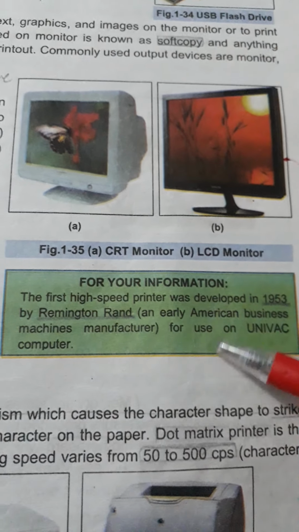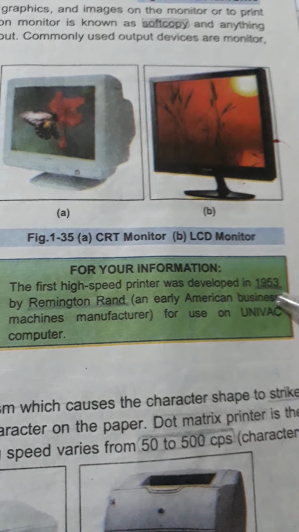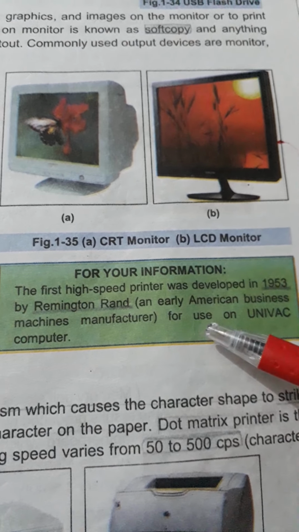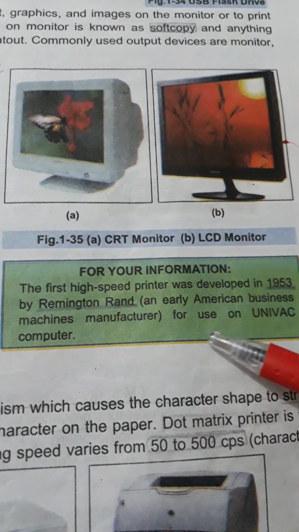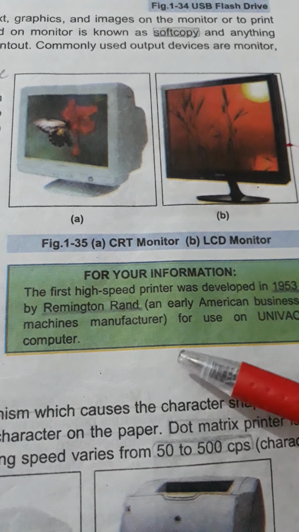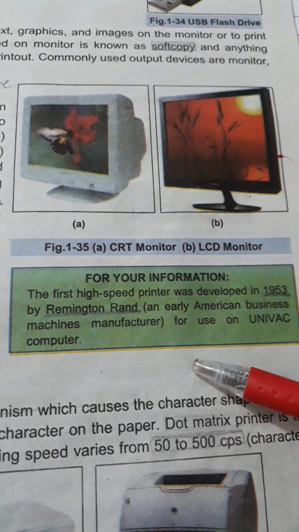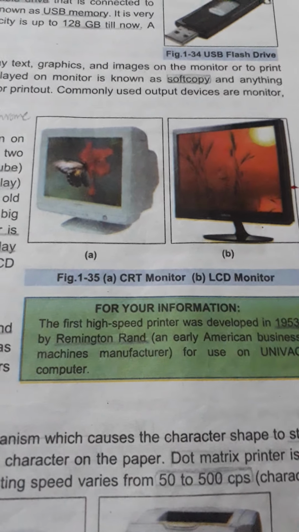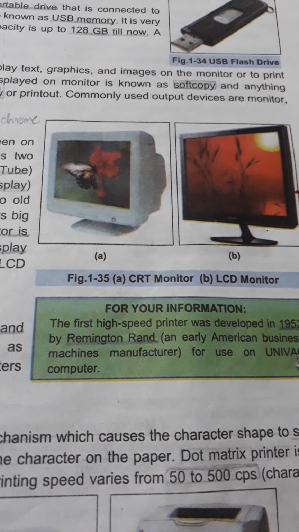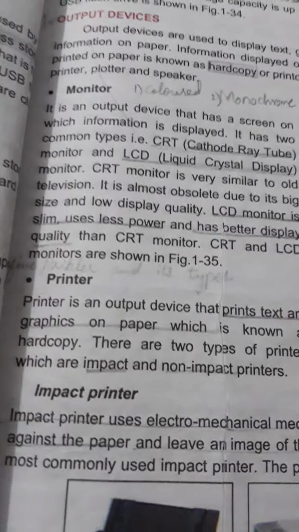Now here's the extra information written here. The first high speed printer was developed in 1953 by Remington Rand, an early American business machine manufacturer, for use on UNIVAC computer. UNIVAC was a first generation computer, and at that time high speed printer was also used. In 1953 they developed this high speed printer, and that was used to give the printout on the paper.